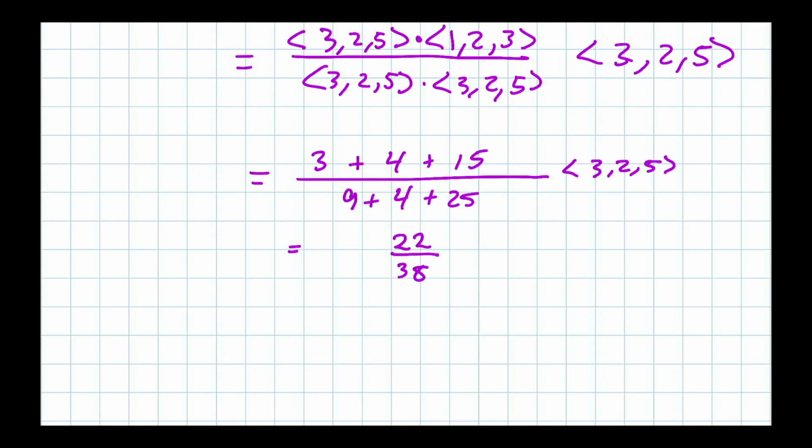My brain's just about had it here. 9 plus 4 plus 25, yay, 38, okay. 22 over 38, of course that reduces. Does it? 11 over 19, I guess.